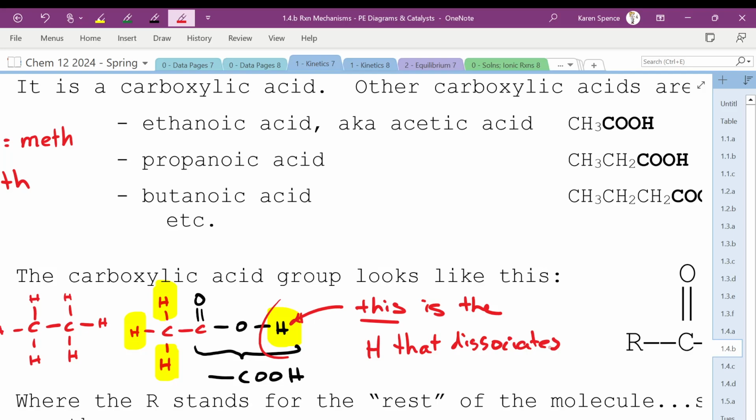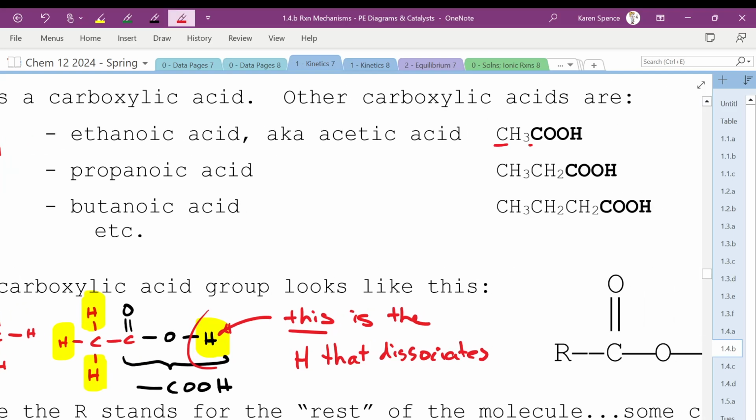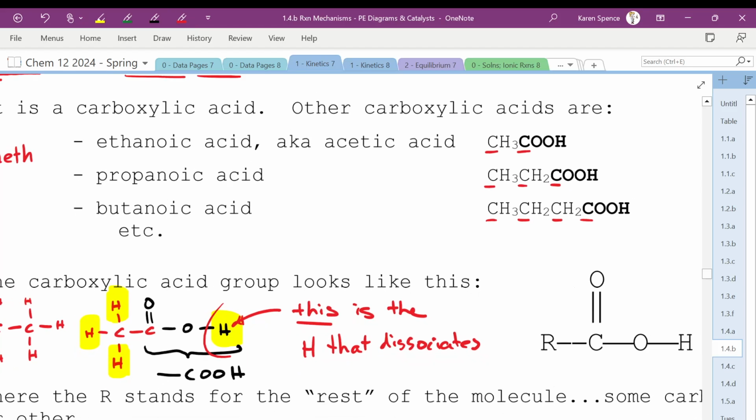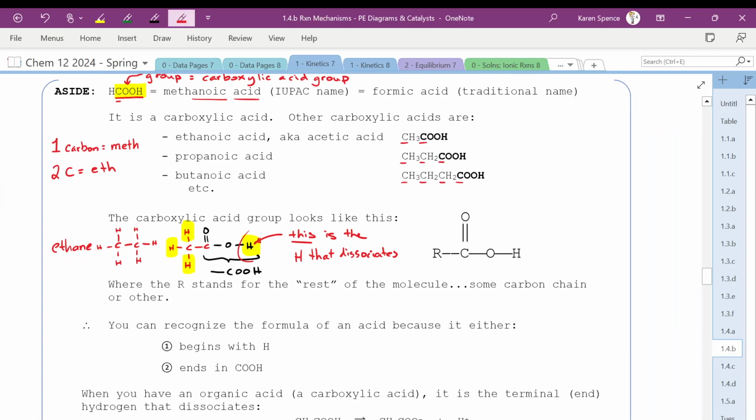Okay? Anyway, here you can see ethanoic acid, we have 2 carbons. Propanoic acid, we have 3 carbons. And butanoic acid, we have 4 carbons. The only thing we're changing there is the length of this carbon chain on the left-hand side. Okay? But, like I said, do you need to know that for grade 12? Not really. It's an aside, which means that you can set that aside if you don't want to learn it, okay?